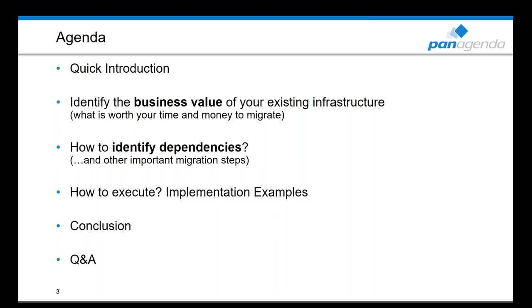Now, before handing it over to Stefan, I'll quickly go through today's agenda. Stefan will be introducing panagenda very quickly, identify the business value of your existing infrastructure and how to do so. It will then be handed over to Henning, who will speak about how to identify dependencies. Back to Stefan on how to execute, including some implementation examples. And finally, Henning will conclude this webinar, after which we will have, as I said, time for question and answers. So with that, I'll hand it over to Stefan now.